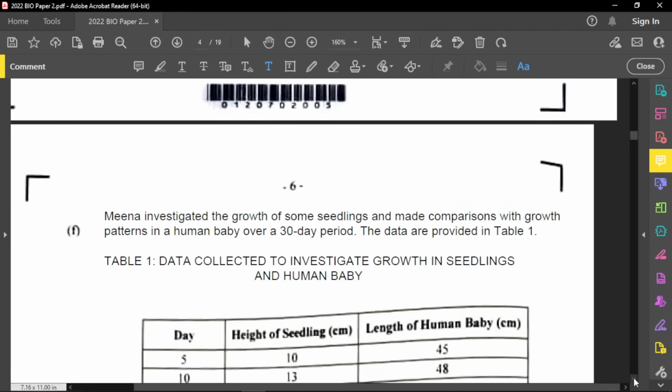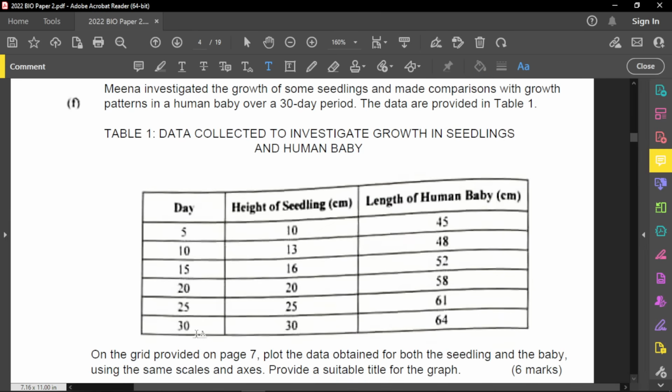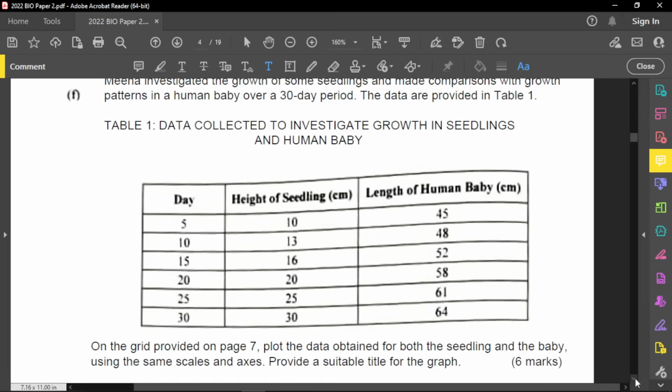All right, so for part F of this, it said that Mina investigated the growth of some seedlings and made comparison with growth patterns in a human baby over a 30 days period. The data are provided in table 1. And so in table 1 we have from day 5 all the way to day 30. We have the height of seedling starting from 10 all the way to 30. And then we have the length of baby from 45 all the way to 64. And so again, just observe the chart and then you will understand the answers that I'll provide.